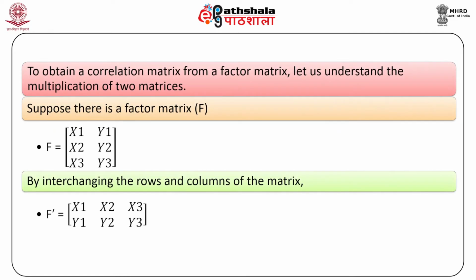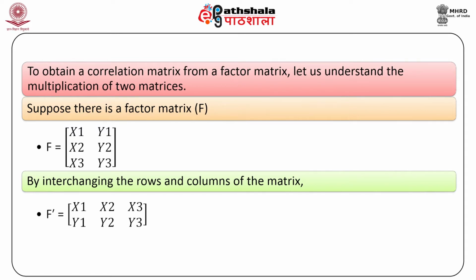To obtain a correlation matrix from a factor matrix, let us understand the multiplication of two matrices. Suppose there is a factor matrix F where factor 1 has the variables x1, x2 and x3 and factor 2 has variables y1, y2 and y3.